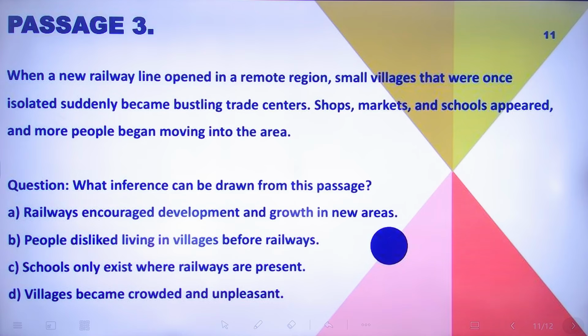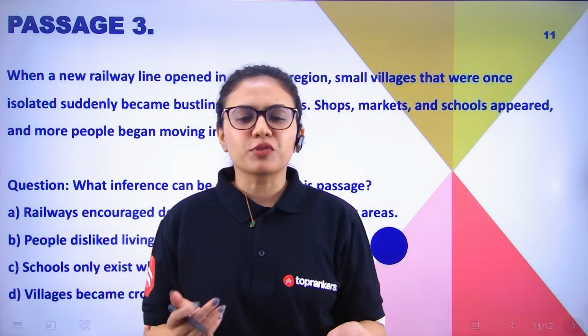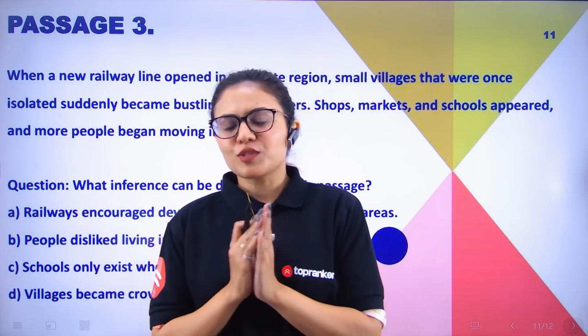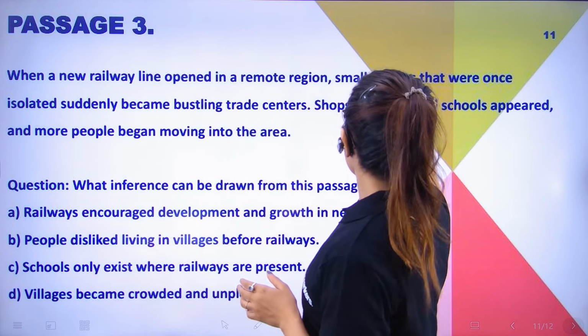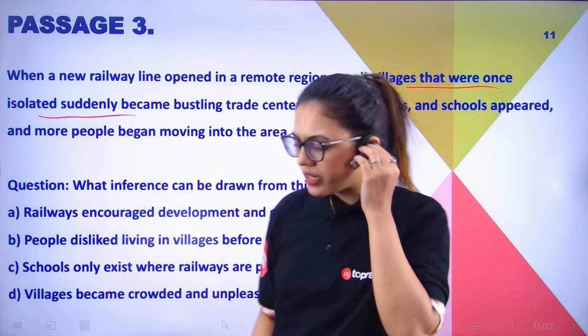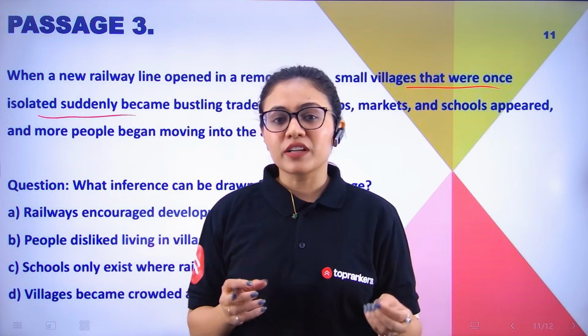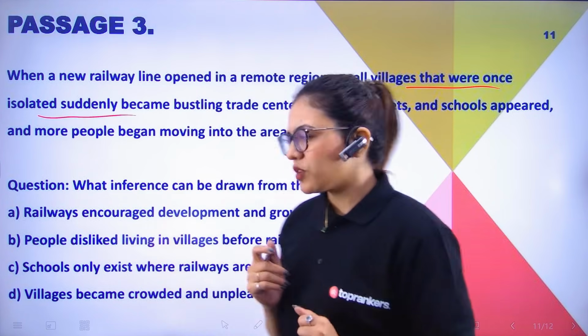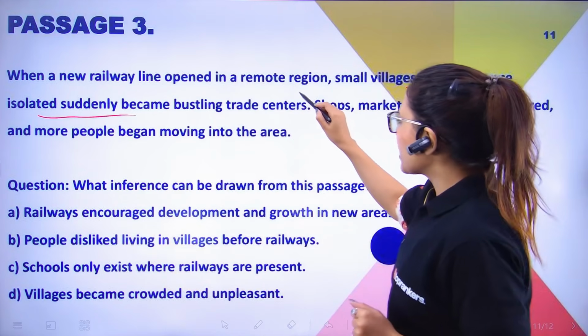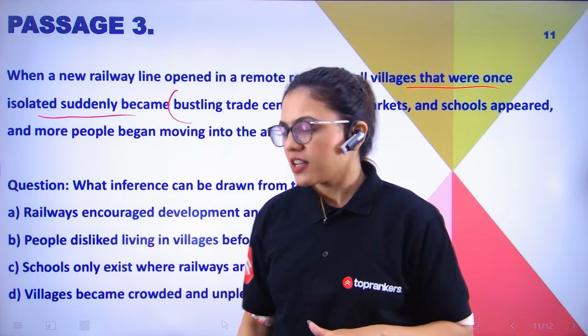Okay, let's discuss. So, as you can see, a new railway line also means new opportunities for the villagers. So, small villages who were earlier isolated suddenly became bustling trade centers. Why? Because connectivity brings business, connectivity brings monetary gains. And that's what we can see here. So, why did it become bustling trade centers? Because now people can travel to this place.